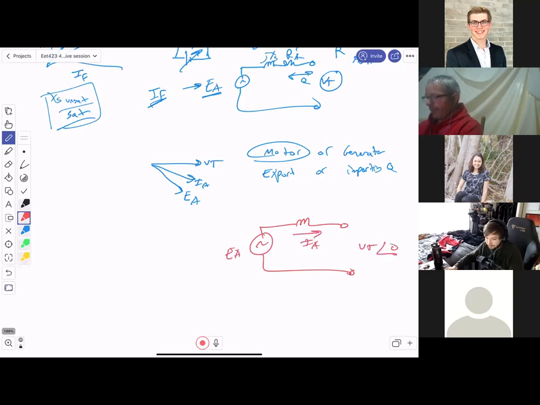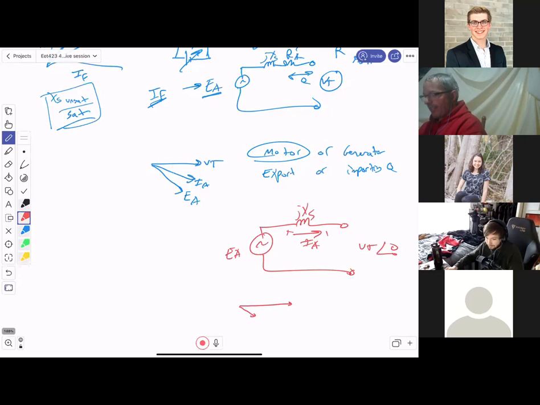Well, if we were to look at it this way, and this is just some jX. I just picked VT to be at an angle of 0, so my VT is here. And let's say that I've got an IA that's here. Let's say it's a lagging power factor.